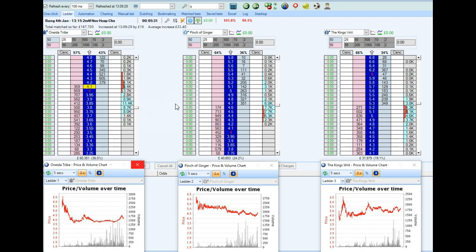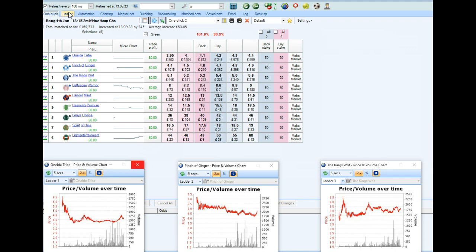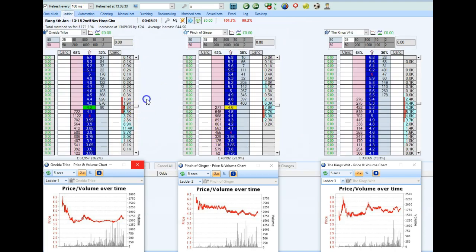Okay, so here we go. What we got? We have 9 runners. The first 1, 2, 3, 4 are of interest. You can see the favourite here has just drifted past the 4 mark, which makes that one of interest.